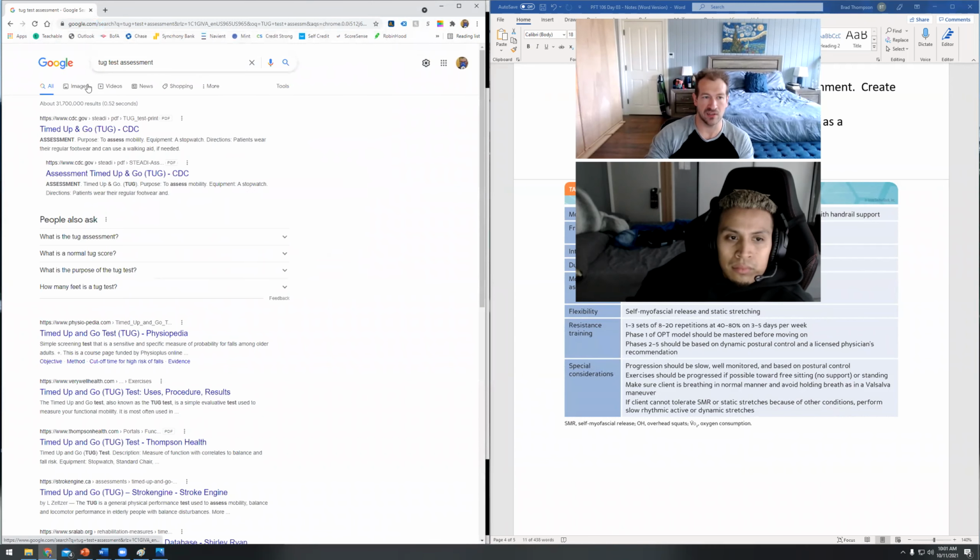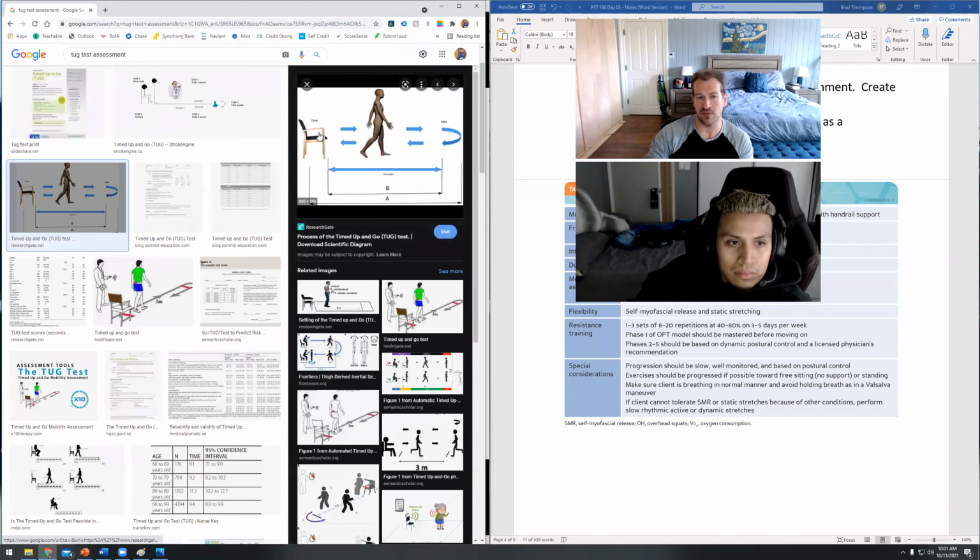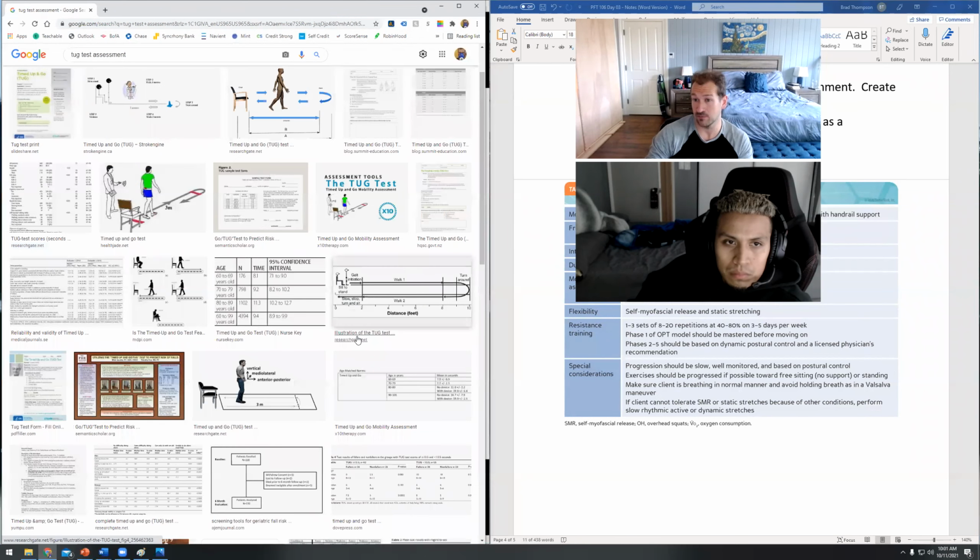It's called the timed up and go assessment. You have your client sitting in a chair, they stand up, walk around a cone and sit back down, and you time it. It's just an agility assessment for seniors that's very safe.